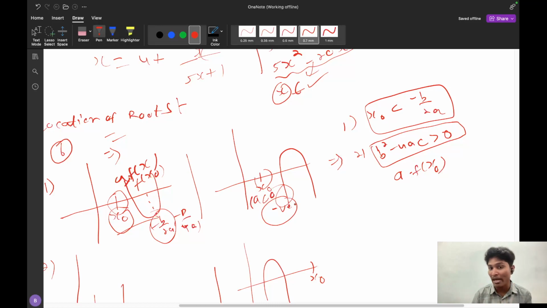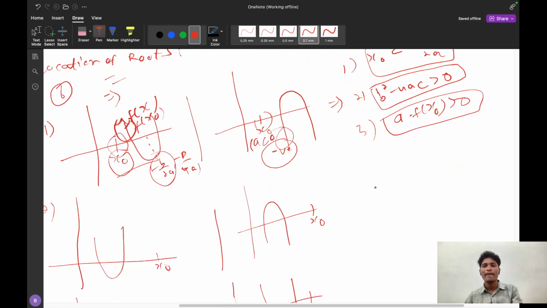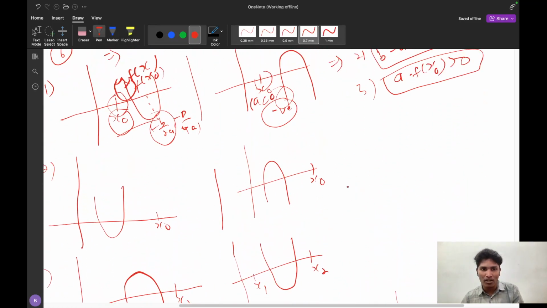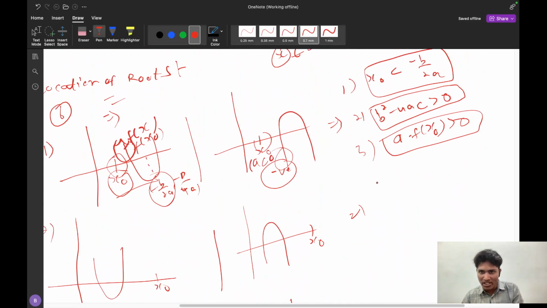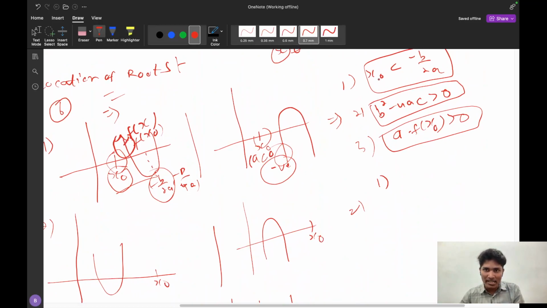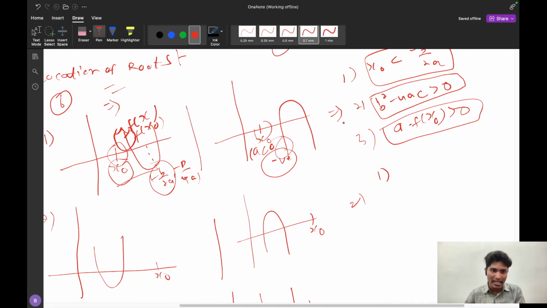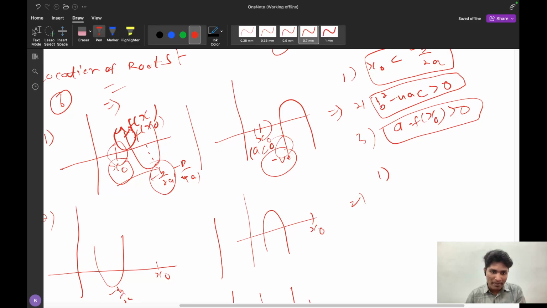Both are negative. If I multiply, it will be positive. Here x naught value is positive and f of x naught is also positive. So a into f of x naught is greater than 0. These three are the conditions for this one. And for the second one, if it is less than, same conditions, but one condition will change. Here minus b by 2a is present, but it is greater than, so minus b by 2a is less than x naught now.